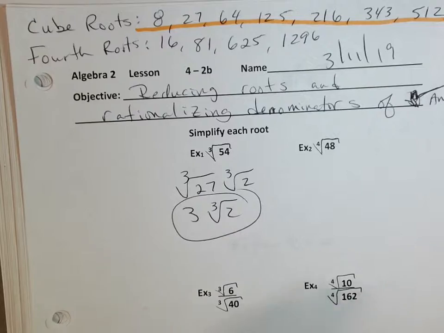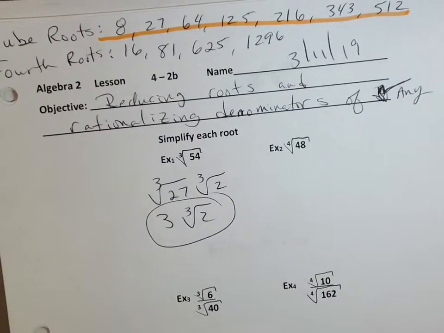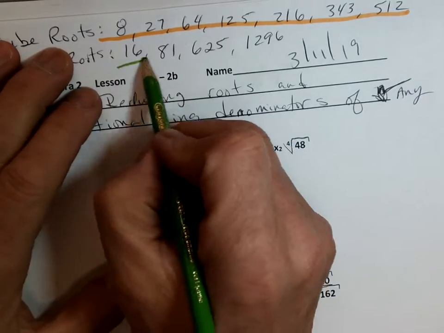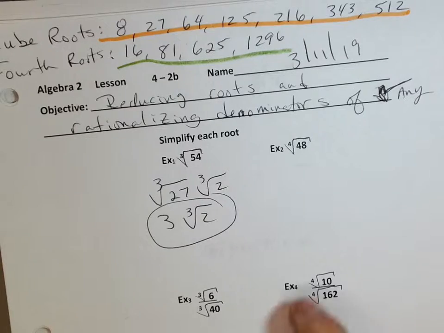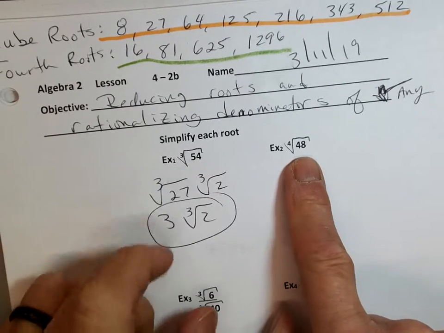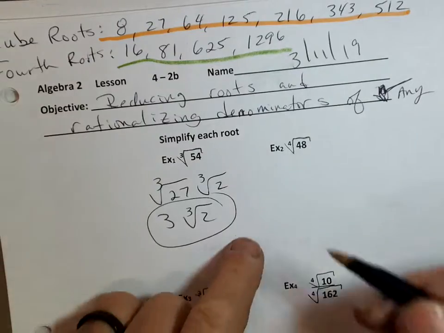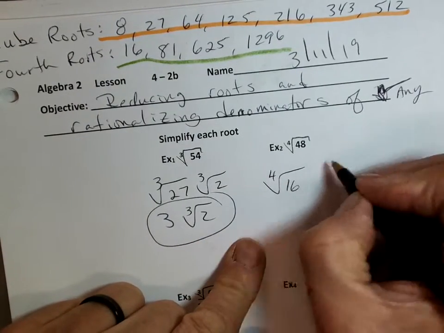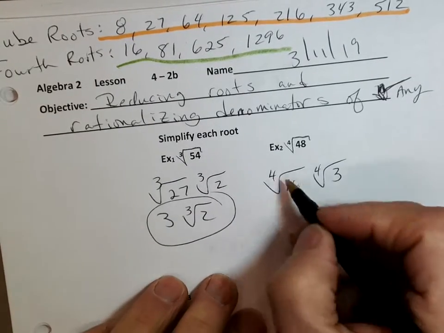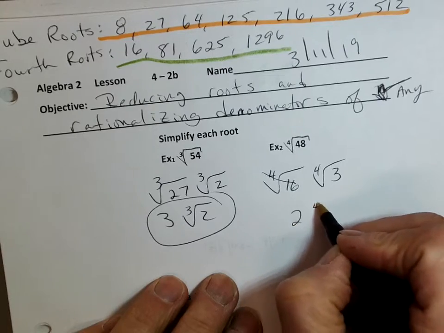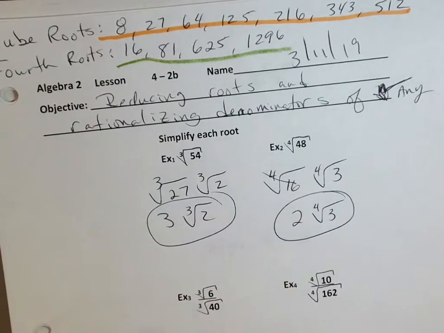How about example 2? Fourth root. Now, if it's a fourth root, we need one of these numbers, right? 48. Does 16 go into 48? Yeah, 16 times 3. So we could write it as the fourth root of 16 times the fourth root of 3. The fourth root of 16 is plain old 2, so we get 2 times the fourth root of 3, and we're done, because the fourth root of 3 is just some ugly number. Now, let's see about example 3.